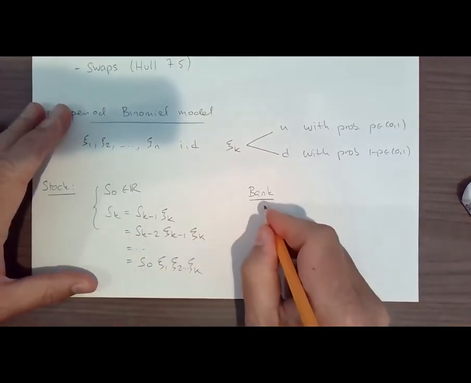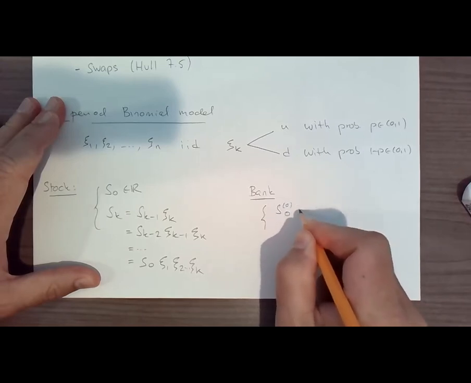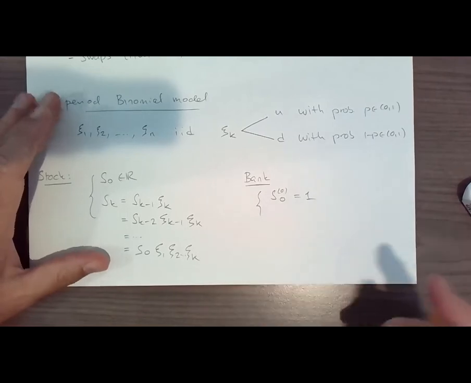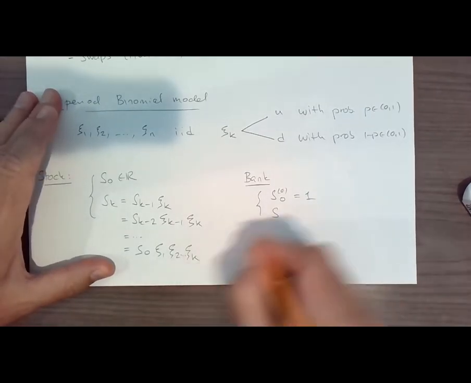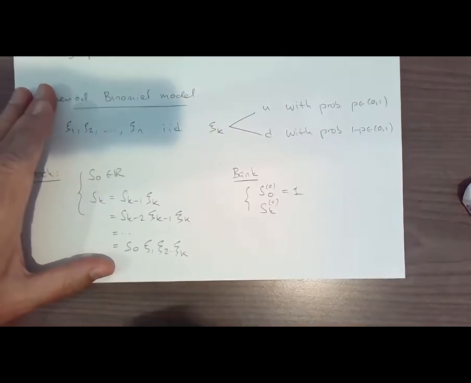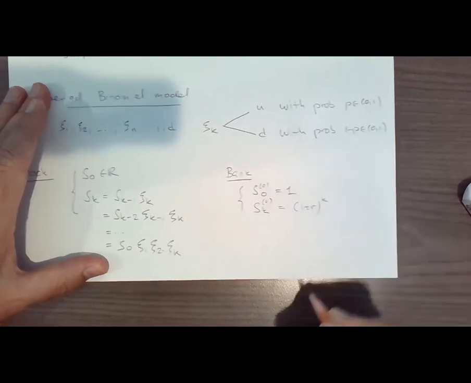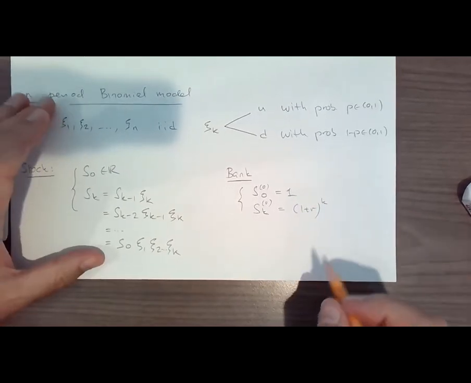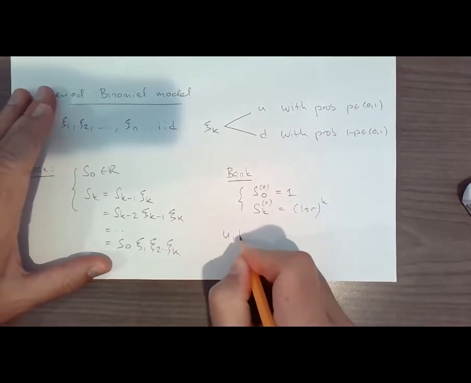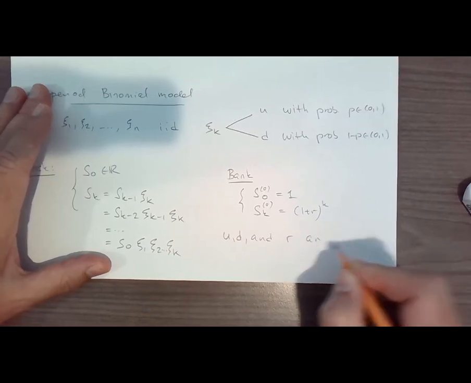Of course, I also have a bond, I have a bank, and the bank is given very similar. Here we start the bank out at 1. We typically do that just to normalize. And then what we say is that Sk, the price of the bank in the kth period, is just given as 1 plus r to the power k. So u, d, and r are inputs.